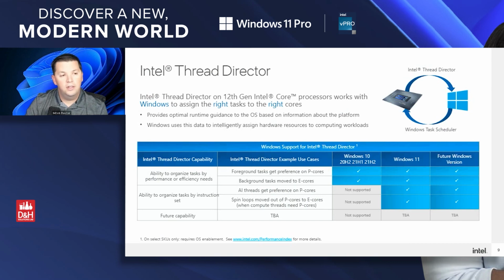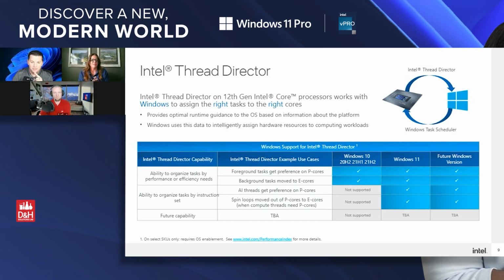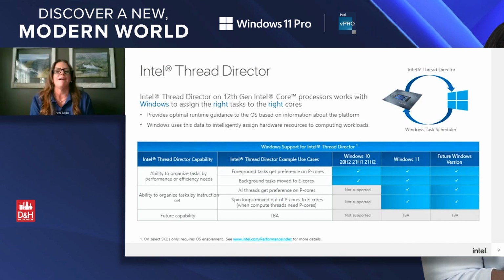Perfect. So I'm going to switch gears just a little bit because I think it's important for the folks on the call here. Well, security is certainly first and foremost. I do want to hit on, when we talk about vPro and business and 13th generation, a couple of other things. So let's talk about Intel Threat Director, because this is important for your customers, especially when you're talking about moving from Windows 10 to Windows 11.